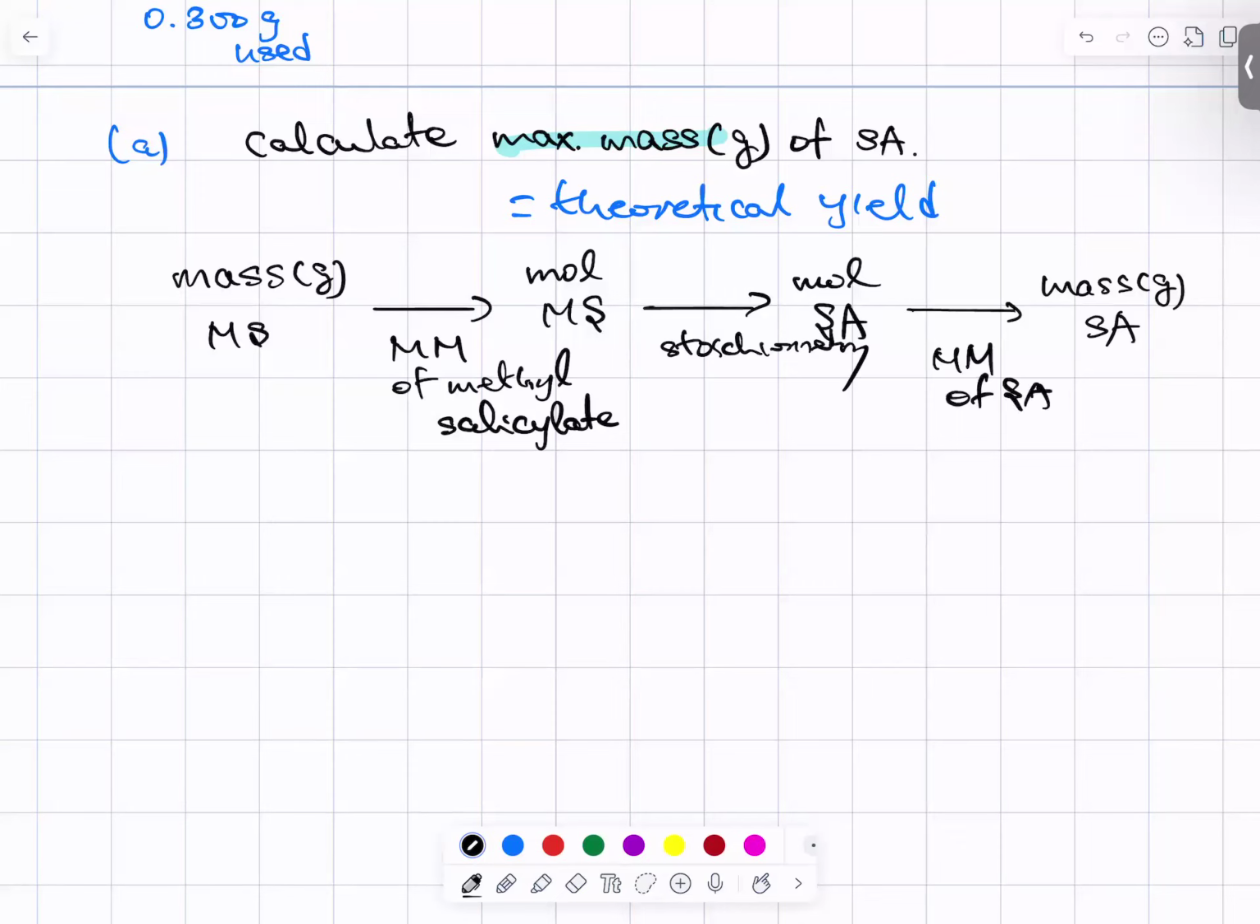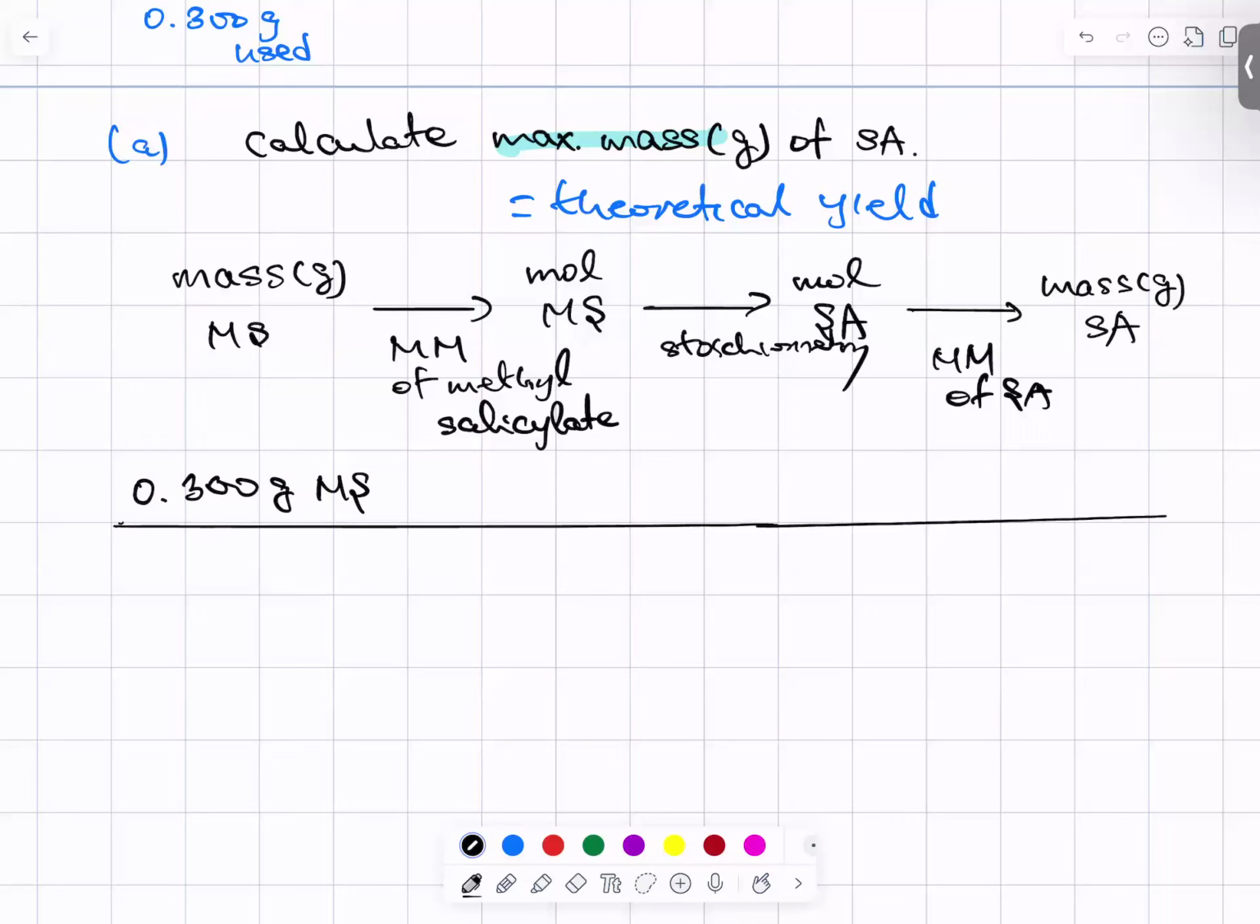We are given 0.3 grams. So let's get started from 0.3 grams of methyl salicylate. And we need to write 3 conversion factors. So those 2 molar masses and then 1 to 1. Let's choose a unit conversion. Let's get ready. This one to mole number, and then mole to mole ratio, and finally, mole to mass.